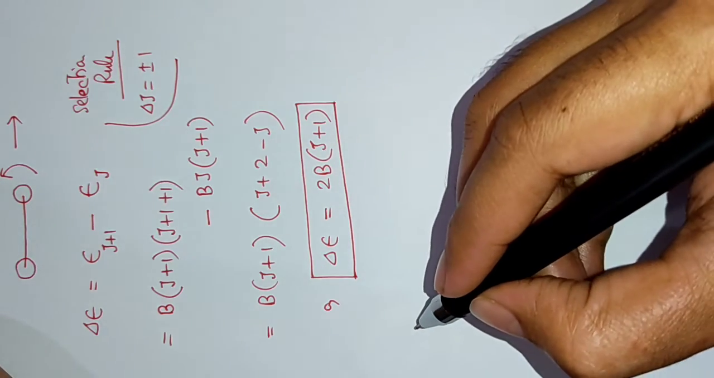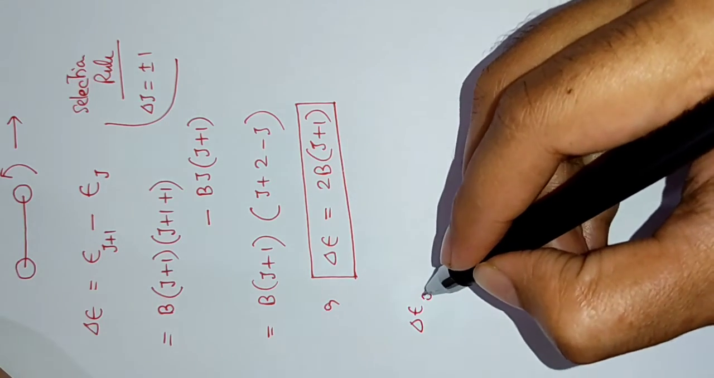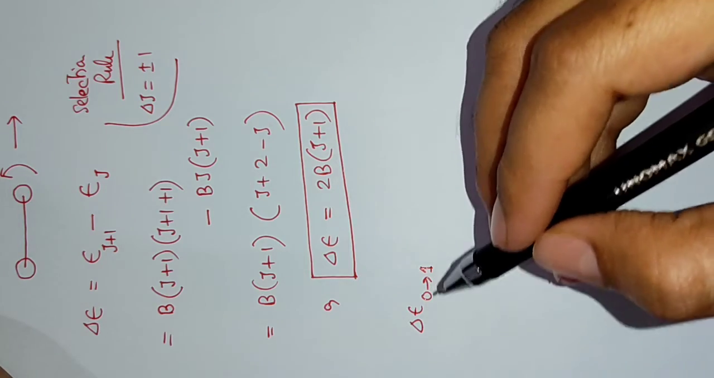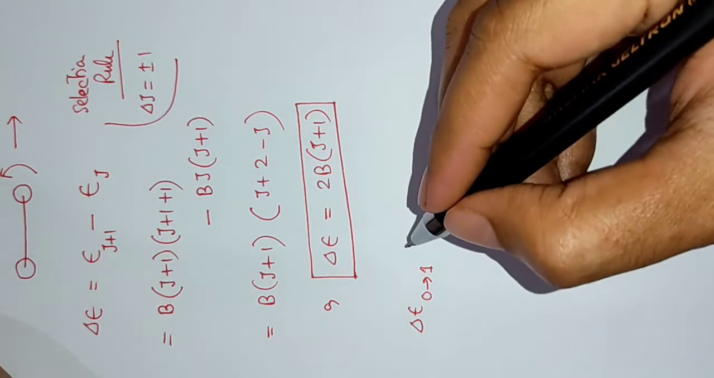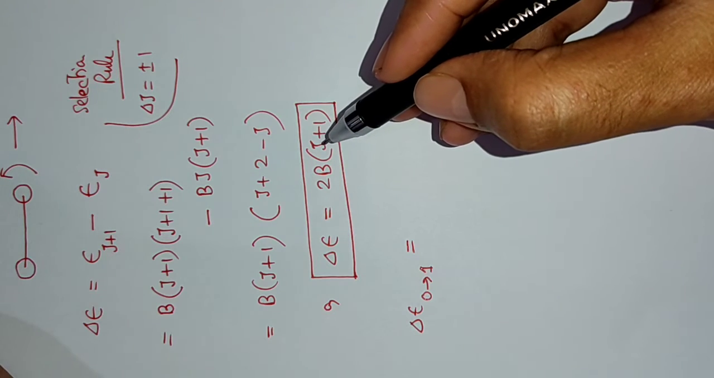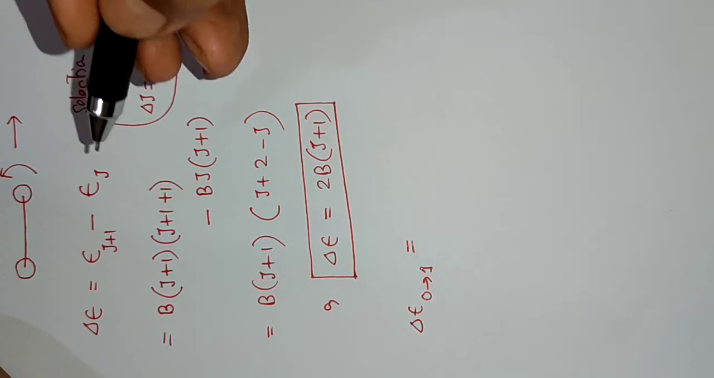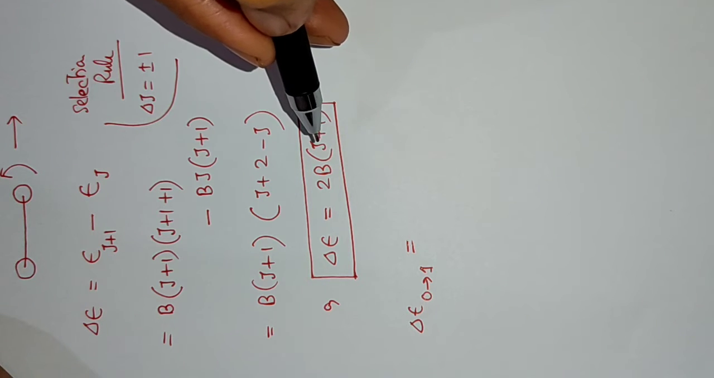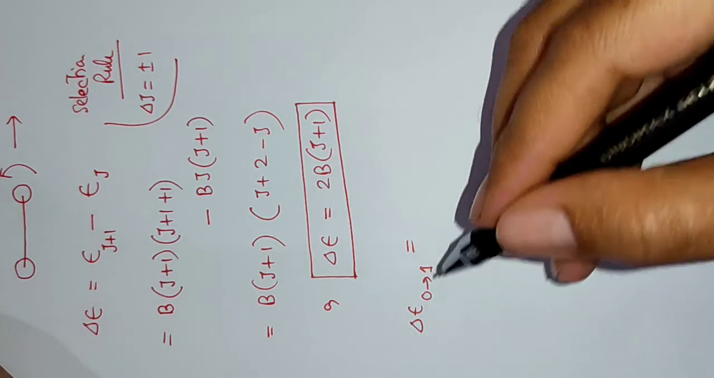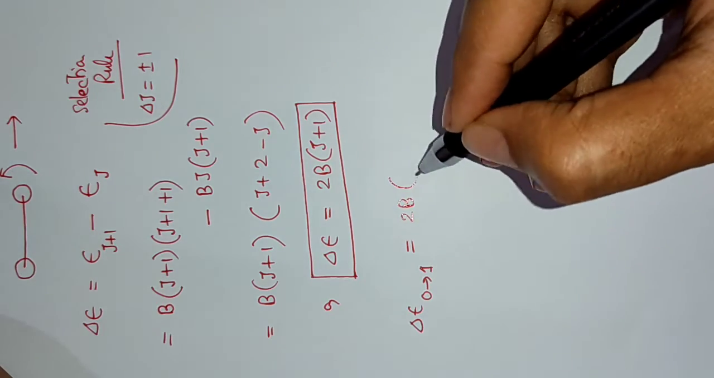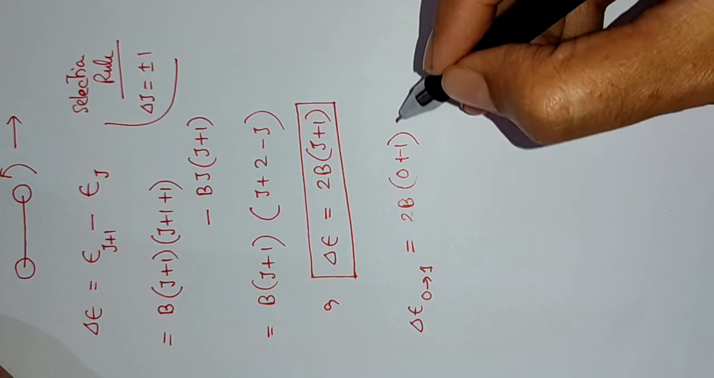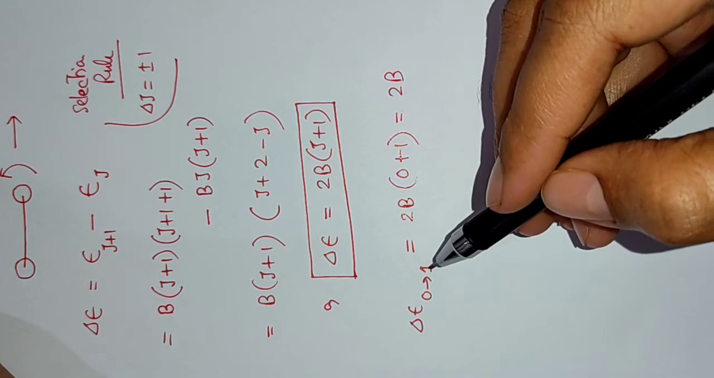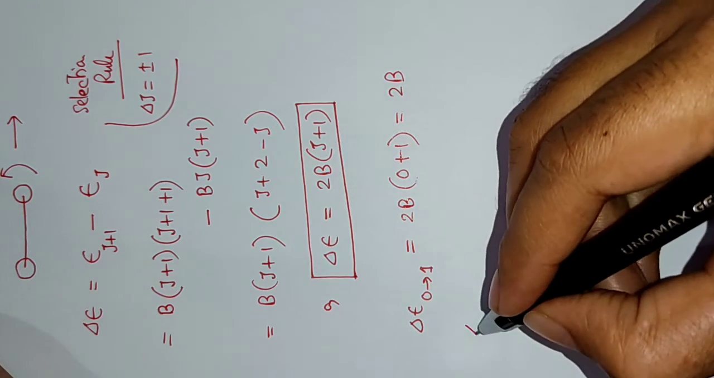In the first case, del epsilon 0 to 1, that is for the transition from the ground to the first excited state, we will put here 0, since this J will represent the initial state. So it will be 2B into 0 plus 1. Hence it will be 2B. So the first energy gap between the first excited state and the ground state will be 2B.